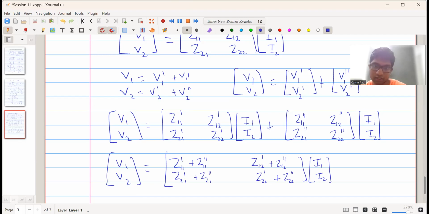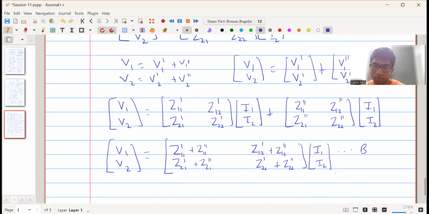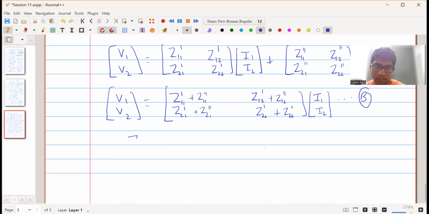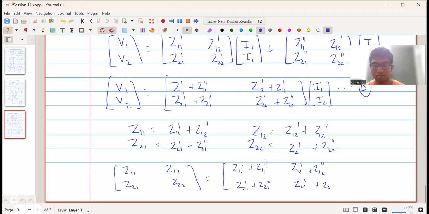Thus, when we compare equation A and equation B for the overall network, we get Z11 equal to Z11 prime plus Z11 double prime. Z12 is Z12 prime plus Z12 double prime. Z21 is equal to Z21 prime plus Z21 double prime. Z22 is Z22 prime plus Z22 double prime. In matrix format, the overall Z11, Z12, Z21, Z22 is the sum of the two matrices, element by element.